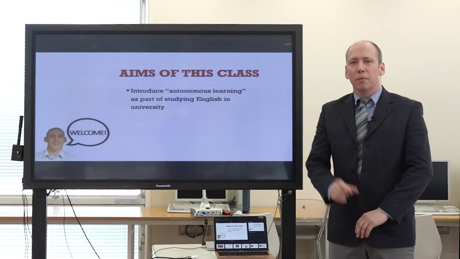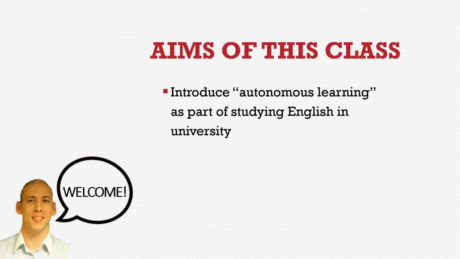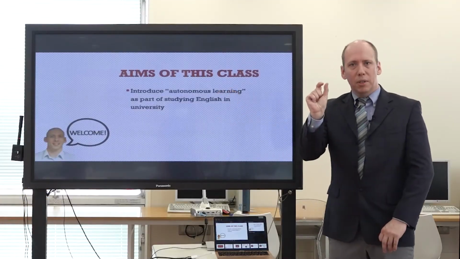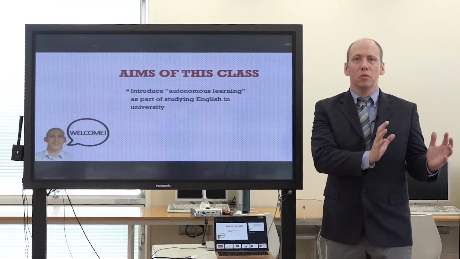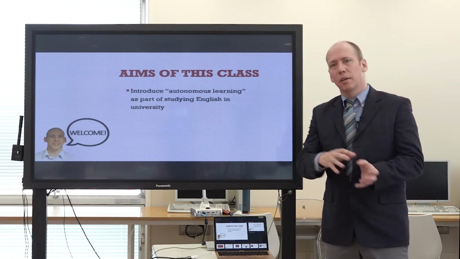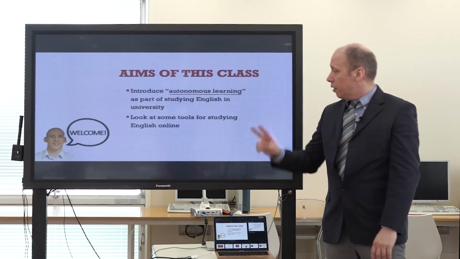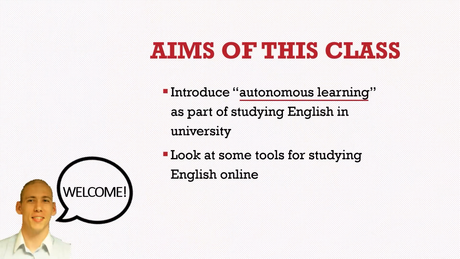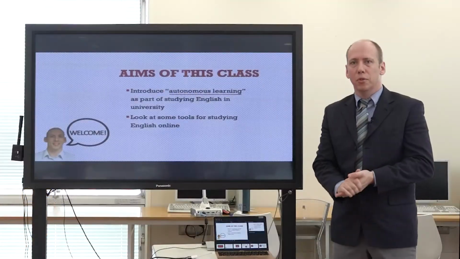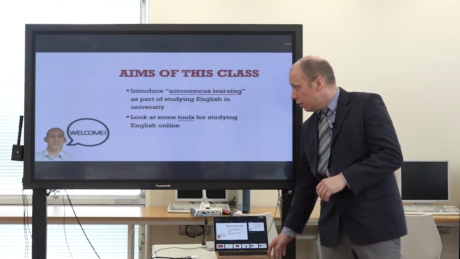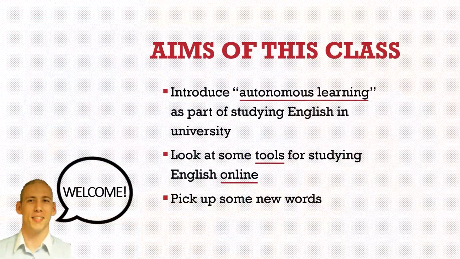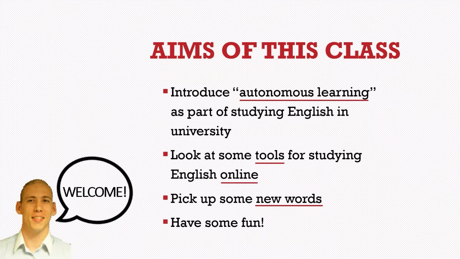So number one, I want to talk a little bit about autonomous learning. In Japanese, I think 自立研修. And I want to talk a little bit about the difference between learning English in high school and learning English in university. That's number one. Number two, I want to introduce some tools for studying English online. And let's pick up some new words in English today as well. And let's have some fun. Okay.